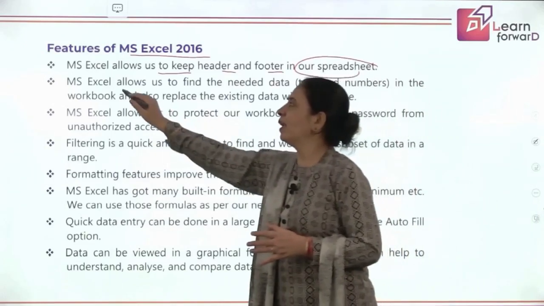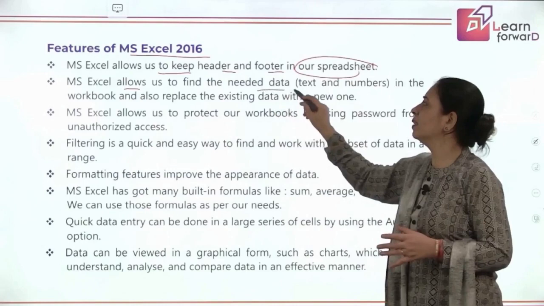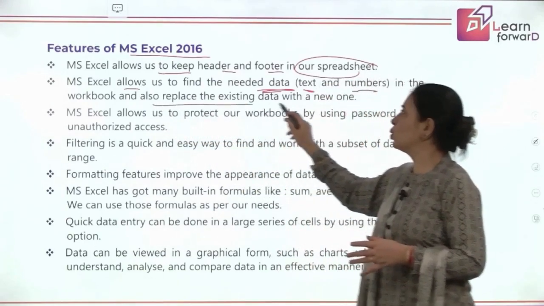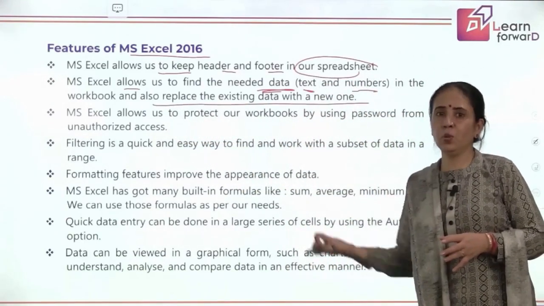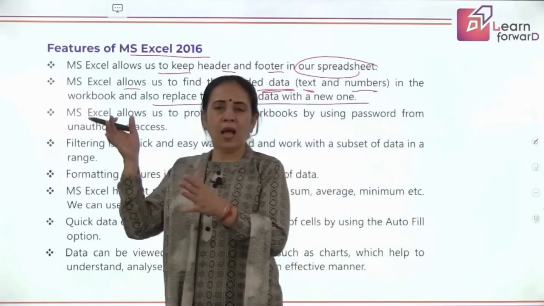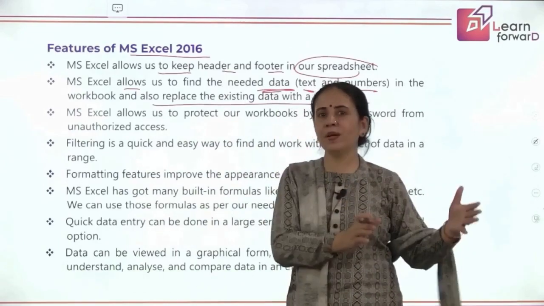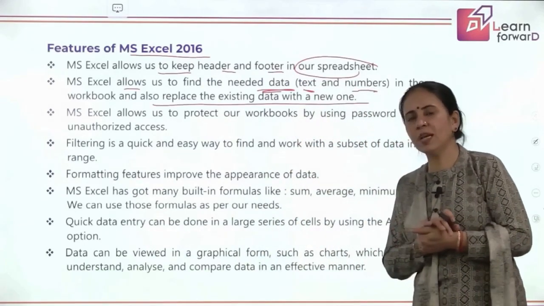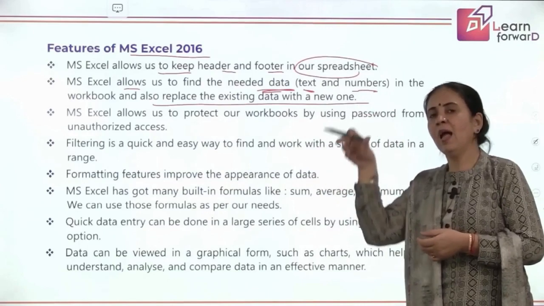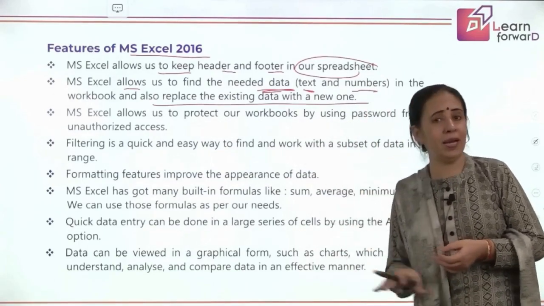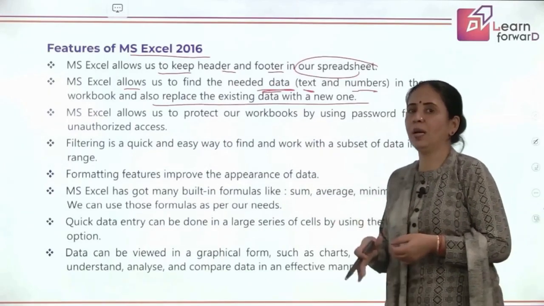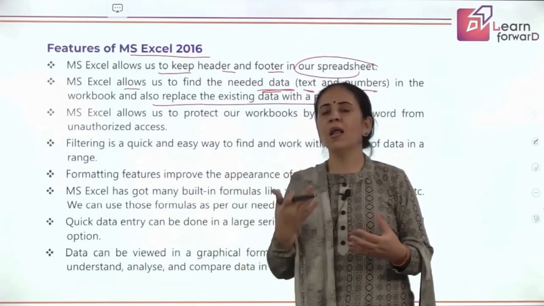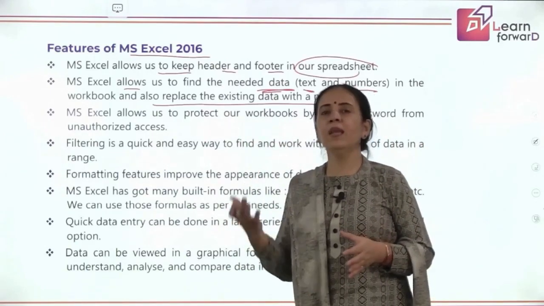Right? And after that, MS Excel allows us to find the needed data, that is text and numbers in the workbook, and then it also replaces the existing data with the new one. Suppose you created the Excel for one month, and now the same sort of Excel has to be created in the next month, and certain changes are to be made. So we have the find and replace feature, which will help you to find the data, and wherever it occurs in your entire sheet will get replaced with the new data. So it just saves your time, energy, and power, and the duplication is done very easily.